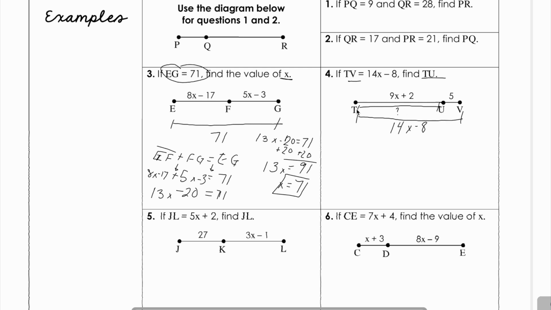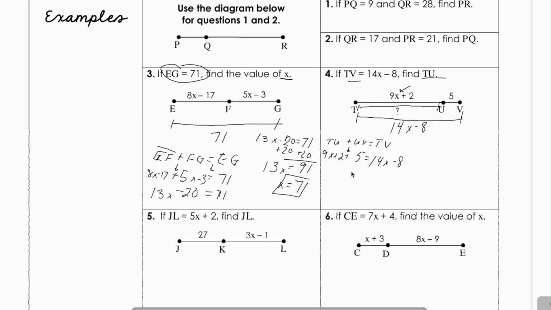Well, before we can find that length, TU, we need to find our x value to plug it in to this 9x plus 2 to find that full length. So remember, TU plus UV is going to equal the whole length, TV. And TU, they give us an expression, so we have 9x plus 2, bring down that plus sign, plus UV, which is 5, equals TV. So that's going to be our 14x minus 8. And we need to solve for that x first.